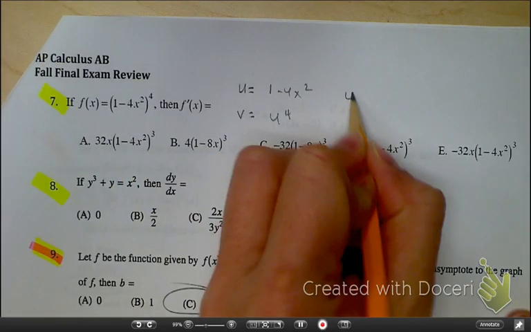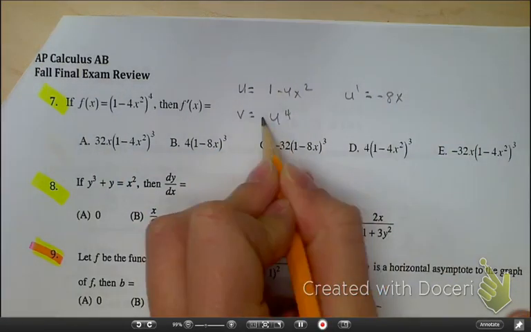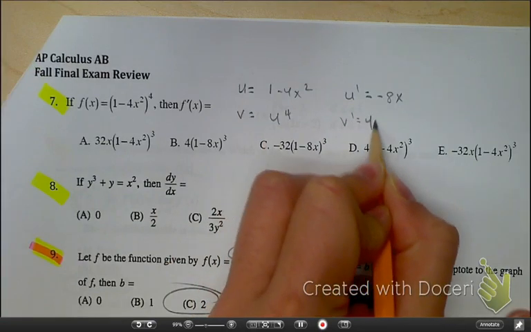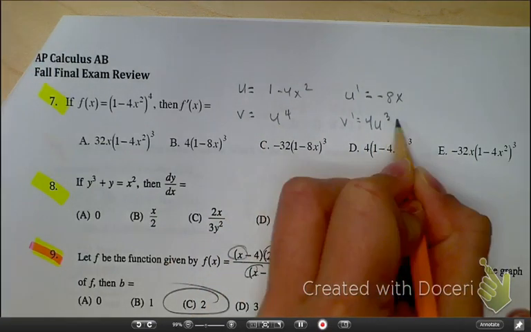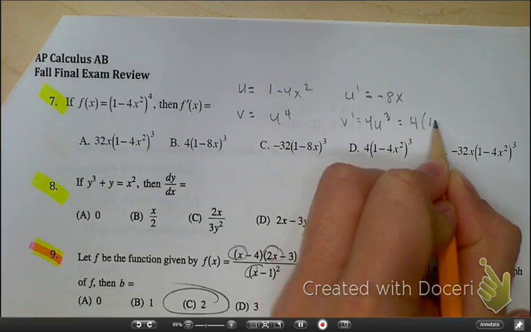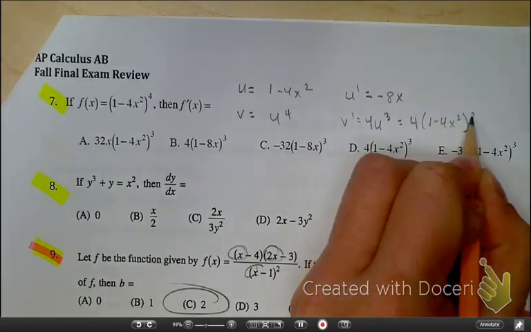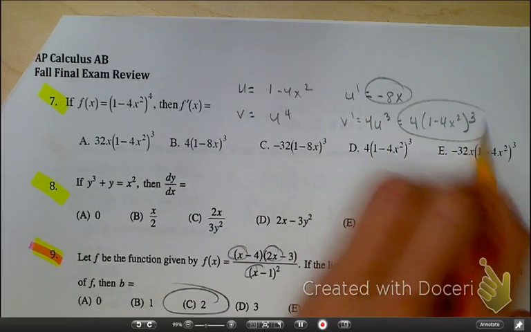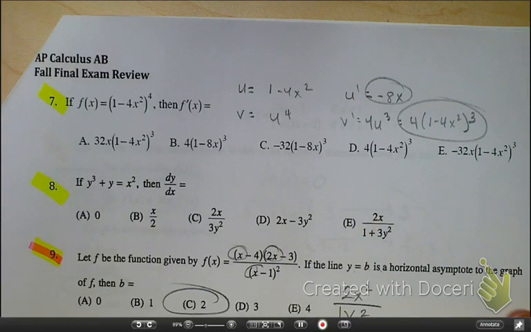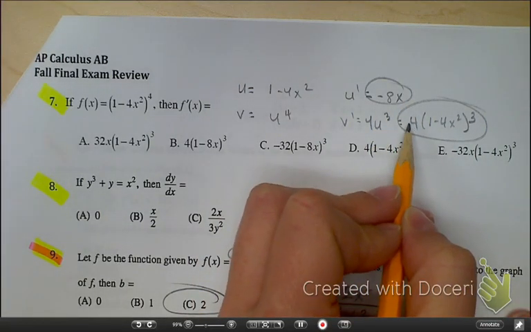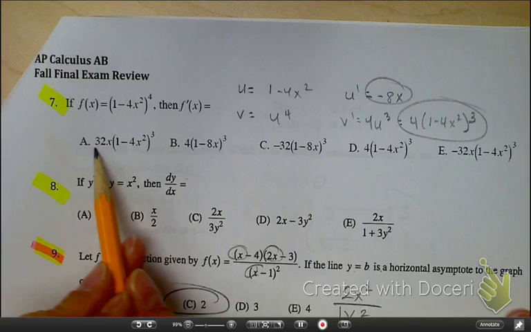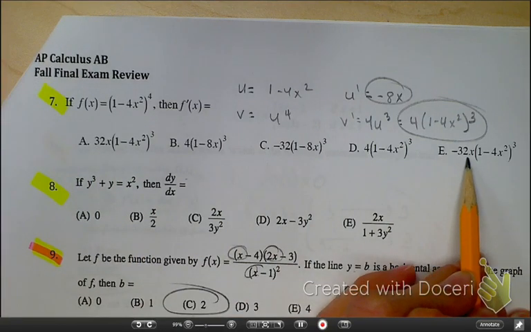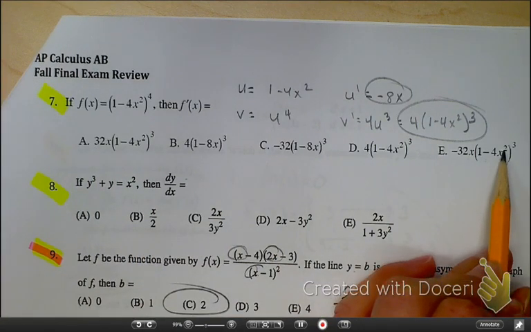u prime is going to be negative 8x, and v prime is going to be 4u to the 3rd power. If I replace u back with what it equals, that's going to be 4 times 1 minus 4x squared to the power of 3. If I multiply u prime and v prime, negative 8x times 4 is negative 32x. So I'm looking for a negative 32x at the beginning, and this is the one that has that. And then we have that 1 minus 4x squared to the 3rd power.